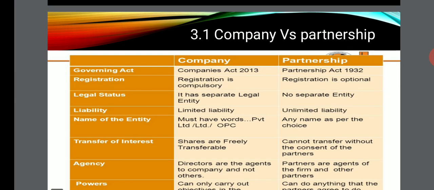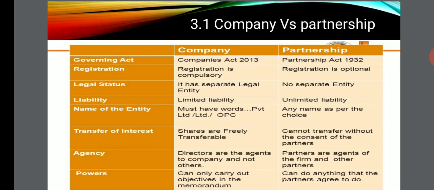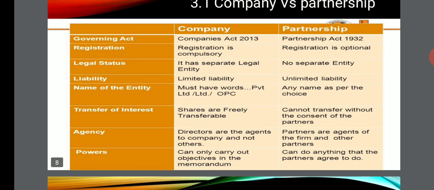Now let us go for company versus partnership. What is the difference between company and partnership? Governing act of a company is Companies Act 2013. For partnership, it's Partnership Act 1932. Registration in case of company is compulsory. In partnership, it is optional. Legal status: company is a separate legal entity, partnership is not. Liability: company has limited liability. The partners of the partnership firm have unlimited liability.